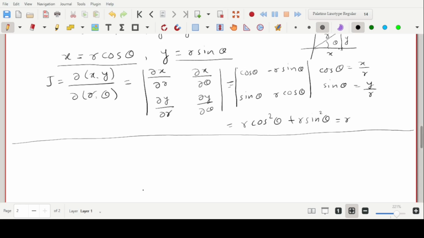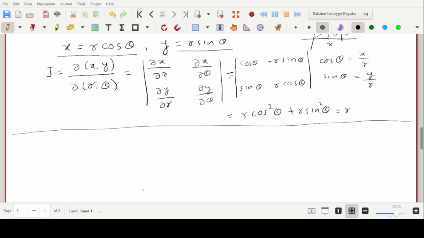So now we have computed the Jacobian equal to r. Whenever we are going to use polar coordinates for integration, we shall not have to compute the Jacobian over and over again. We know it's r. So we can simply substitute the Jacobian equal to r. Suppose now let's take one example.